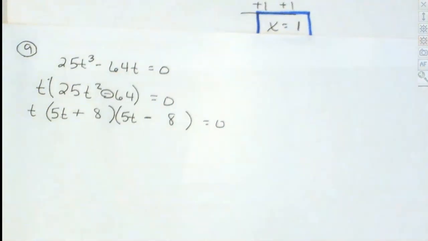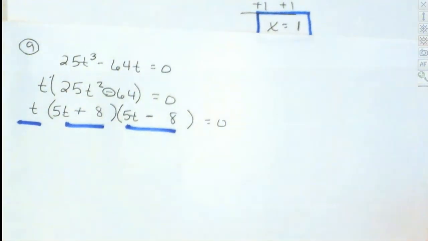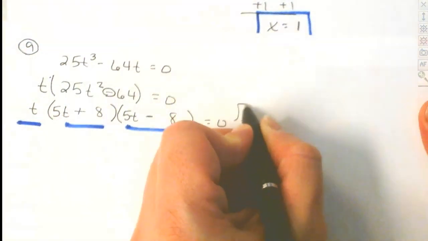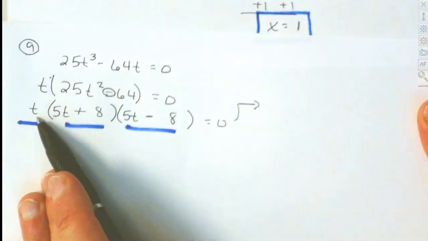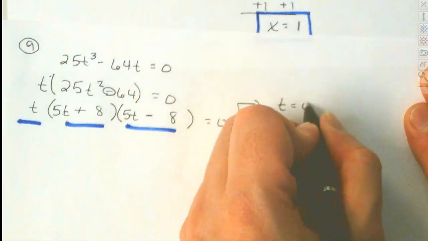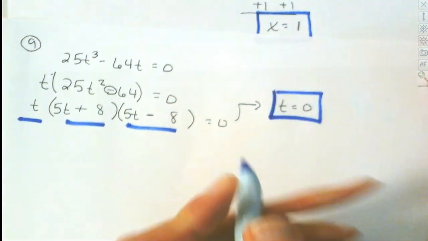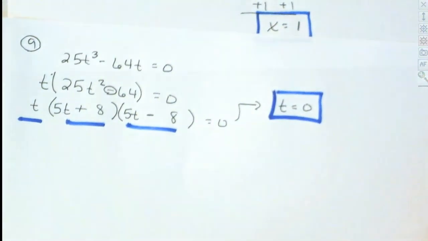What's our highest power? 3. At the very beginning it was t cubed. So how many answers could we have at most? 3. What are we going to set to 0? This goes to 0, this goes to 0, that goes to 0. There's my 3 parts. Now, the first one, there's nothing really to do. We factored out a t, so that's an automatic t equals 0. Anytime you factor out a variable, it's always equal to 0 at the beginning. So that one's done.